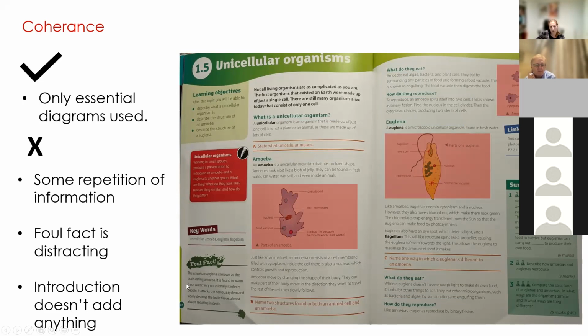We've got a fun fact here, which some textbooks love to put in. I think, oh, it's really interesting. It is distracting. According to these principles, we don't need it. It's just extra information we don't need. And the introduction up here, it doesn't really add anything. The first organisms that exist on Earth are made of a single cell. I mean, that's not really relevant to understanding about their structure and how they live. So you could argue we don't need that either.